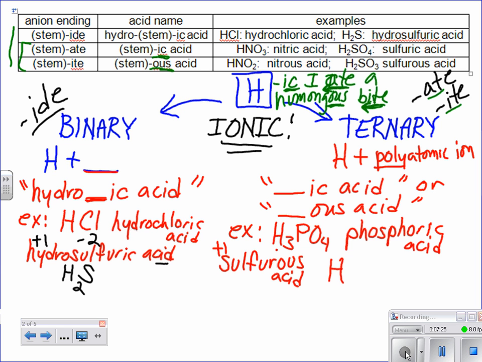What does sulfurous come from? SO3, which is sulfite. So you look at that and know it's going to come from sulfite, which is SO3, and it has that -2 charge. So it becomes H2SO3.